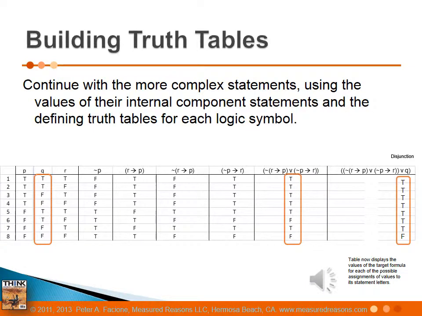The truth table now displays the value of our original target formula, as complex as it was, under every possible combination of the assignment of the values of true and false to each of its three component statement letters. Our strategy in building this truth table was to work our way up from the simplest internal component statements until we have finally arrived at a value for the entire larger, more complex target statement. We'll use this same strategy in all truth tables.